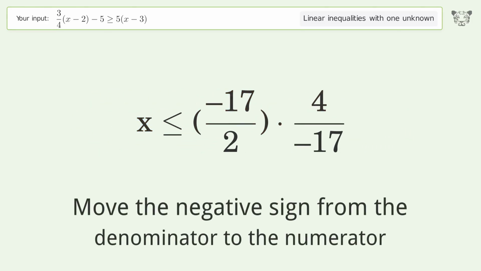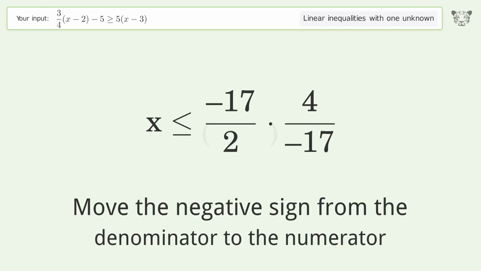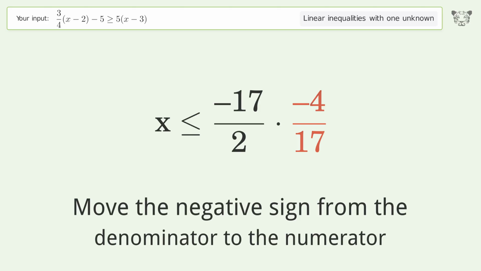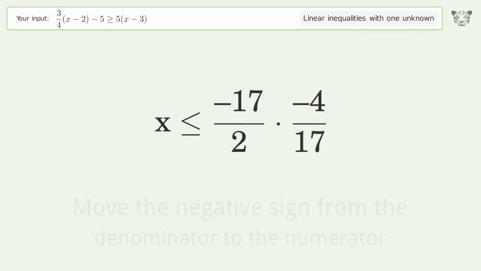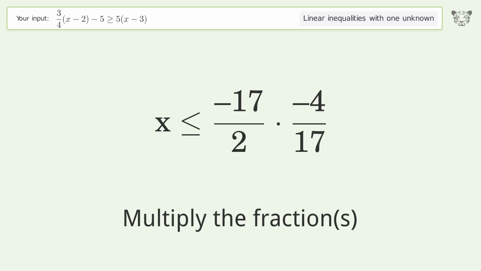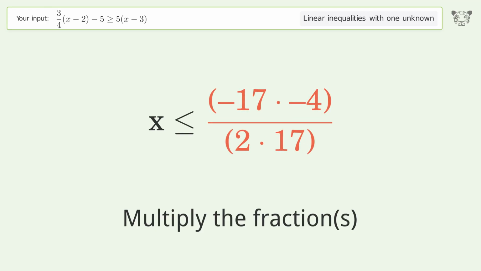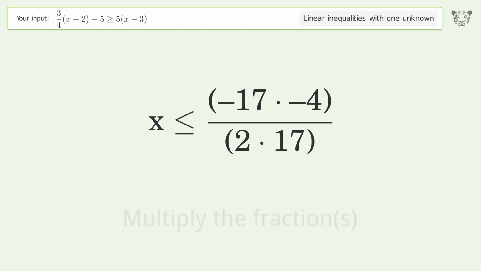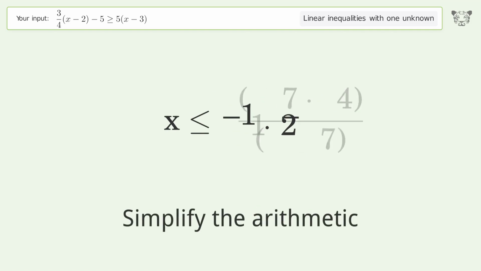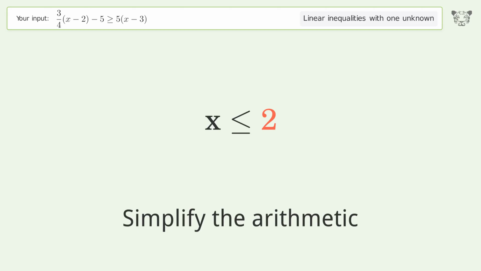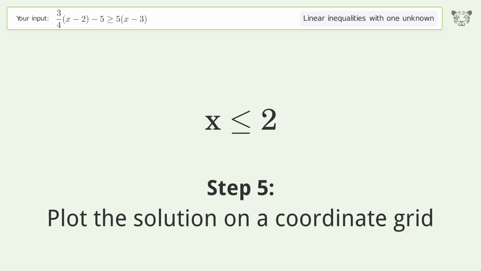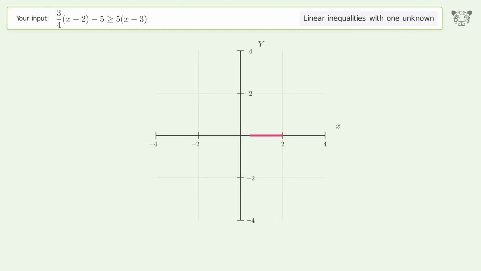Move the negative sign from the denominator to the numerator. Multiply the fractions. Simplify the arithmetic. Plot the solution on a coordinate grid. And so the final result is x equal or smaller than 2.